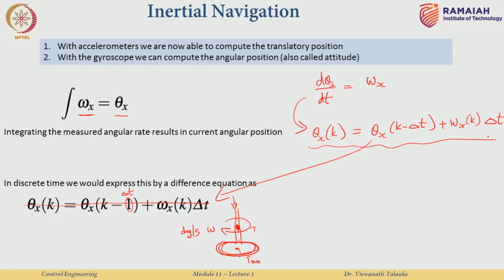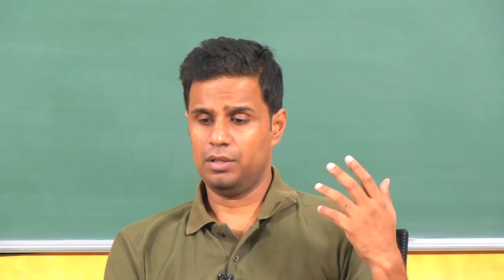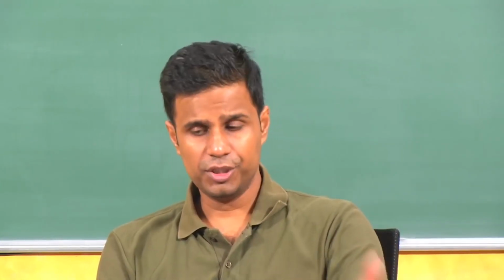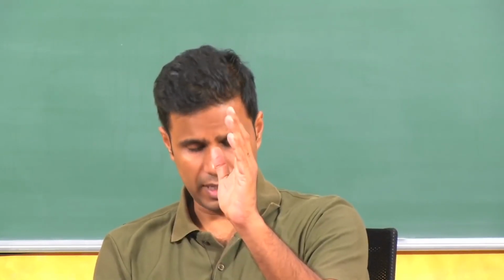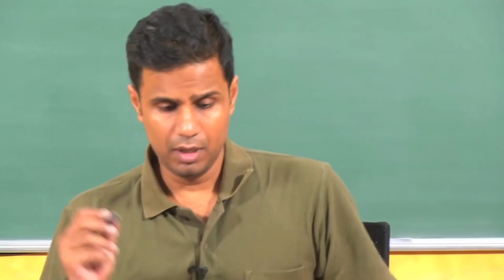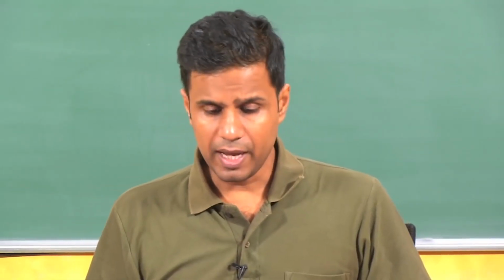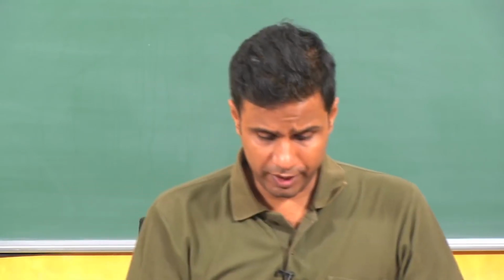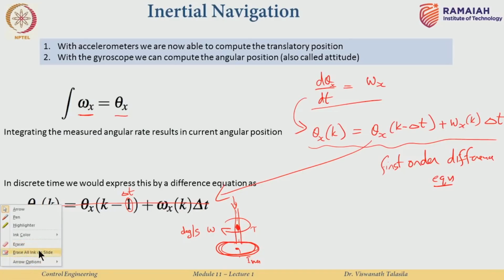We will consider this equation for now. So, we see again this is a first order difference equation because we only had a first order differential equation over here. So, in both the cases for the accelerometer and the gyroscope, we compute first order difference equations in order to get the angular position and the translatory position. So, that is done.